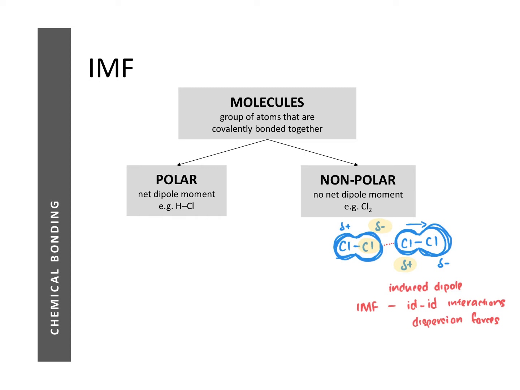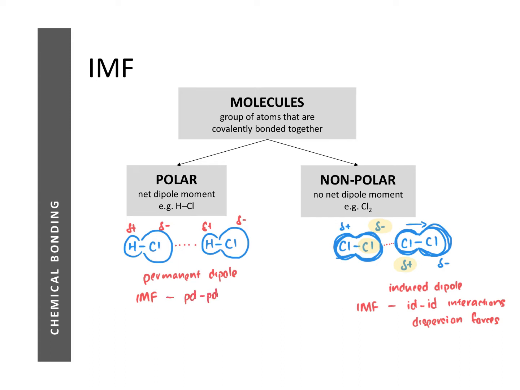Let's look at what happens in examples with polar molecules, for example hydrogen chloride. When you have an HCl molecule, HCl already has a dipole moment. Why? Because the bond is polar and then the whole molecule is actually polar. So it has a permanent dipole in the molecule. So the interaction between hydrogen chloride molecules would primarily be between these permanent dipoles. This is a permanent dipole. So for polar molecules, we say that the intermolecular forces are PD, meaning permanent dipole interactions. And these permanent dipole interactions are stronger than induced dipole interactions.